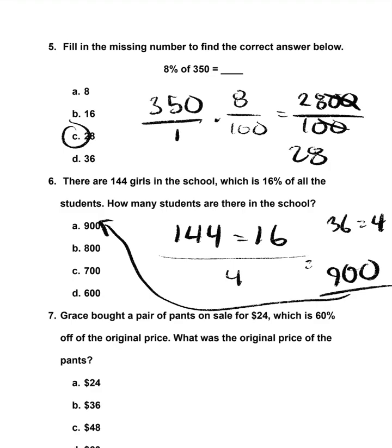And then Grace bought a pair of pants that was on sale for $24, which is 60% off of the original price. What was the original price of the pants?